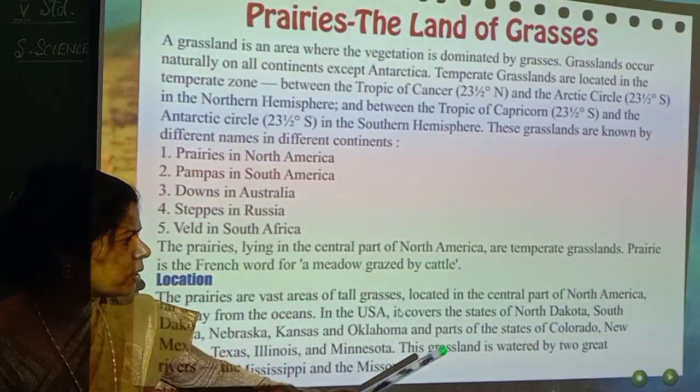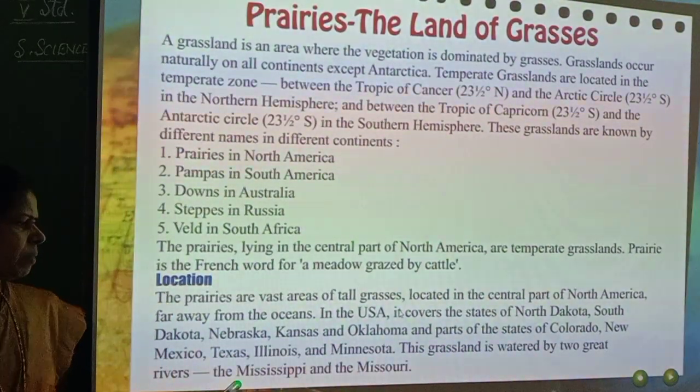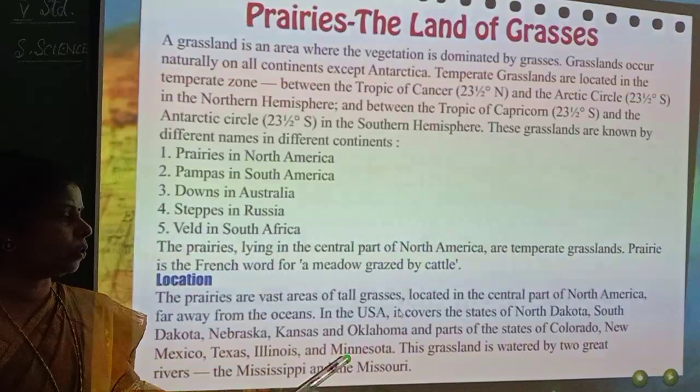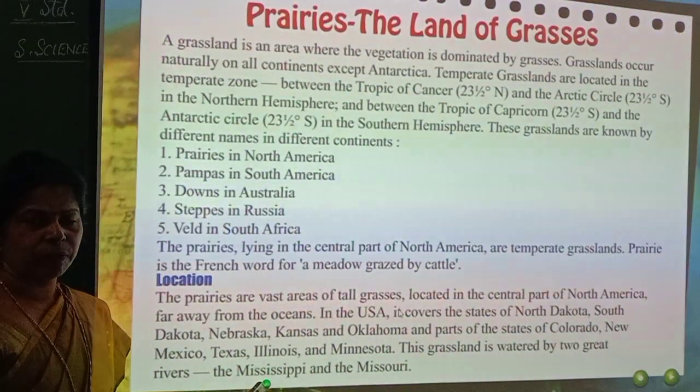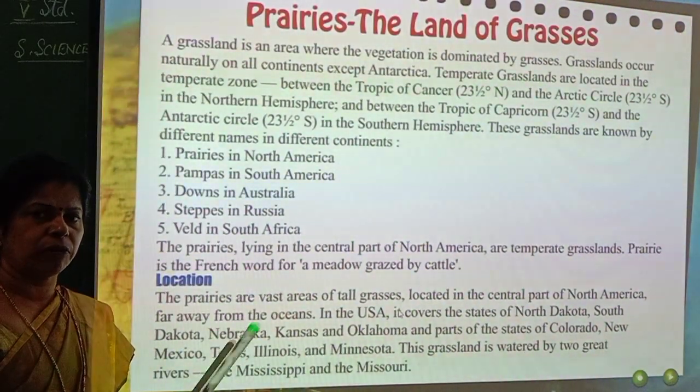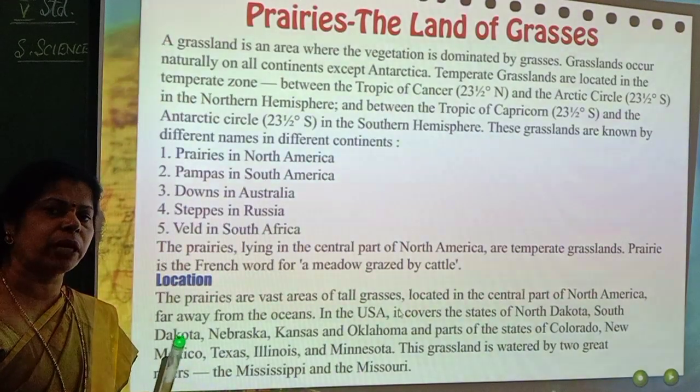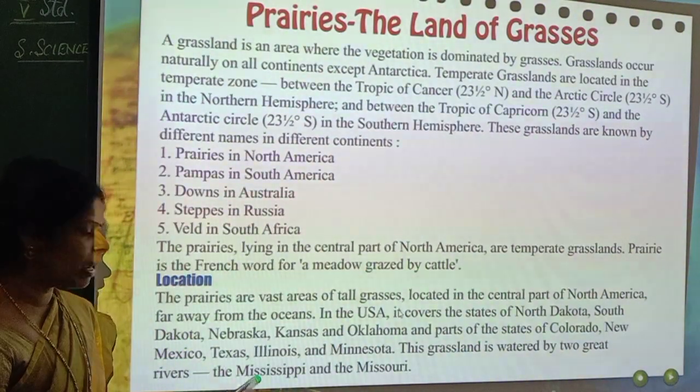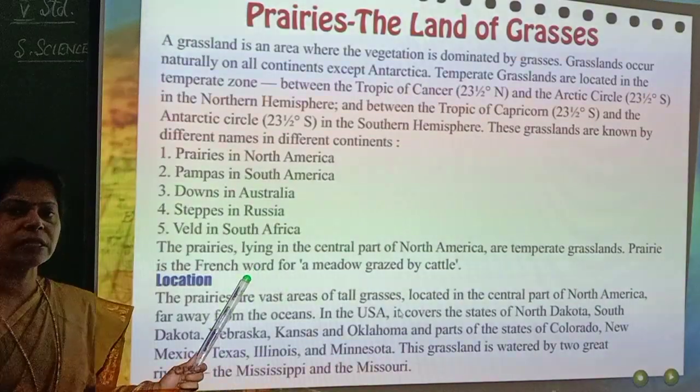This grassland is watered by two great rivers, the Mississippi and the Missouri. So you see two great rivers. Wherever the river flows, where river water is there, you see more and more types of plants growing. That is why you see especially the grass growing here.